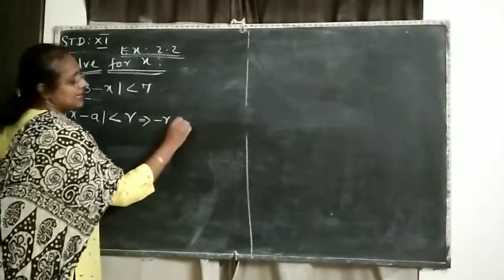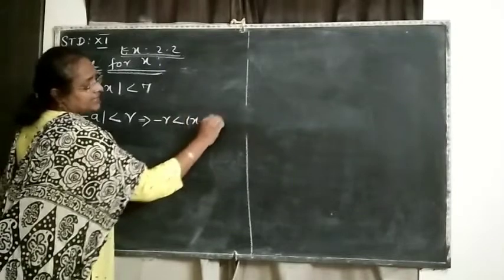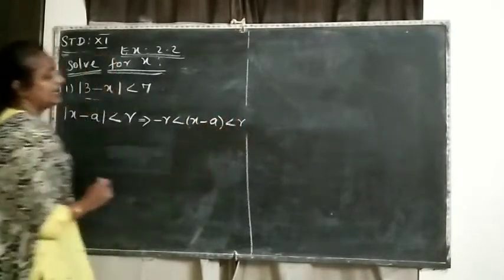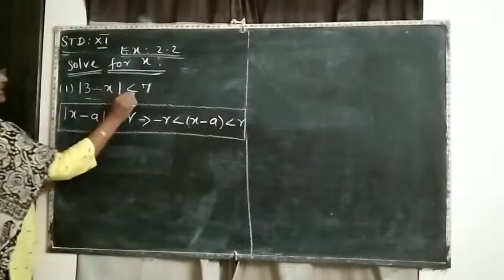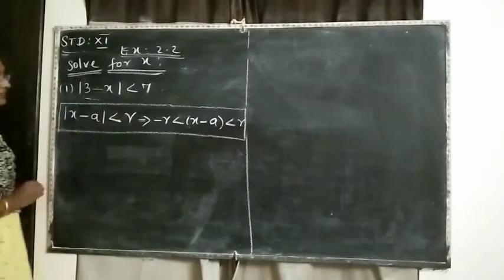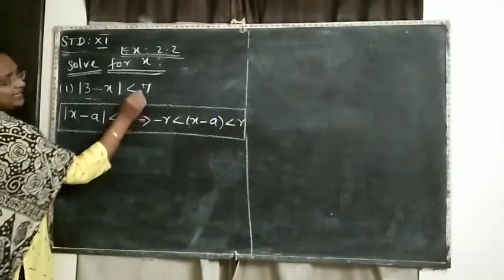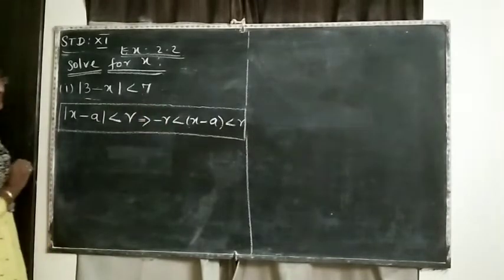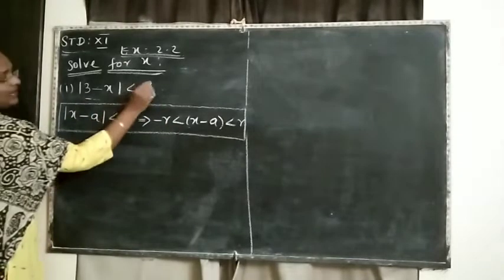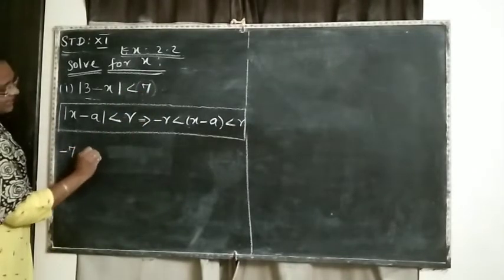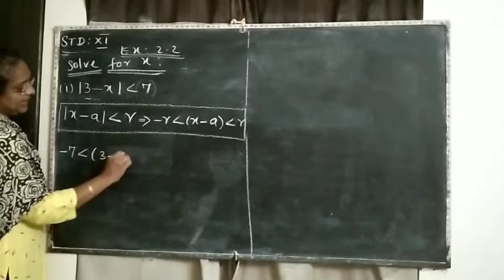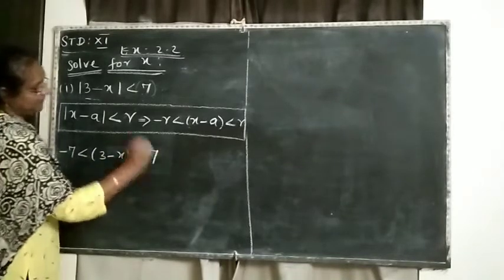So minus r less than x minus a less than plus r, isn't it? This is a very important property. On seeing the inequality sign we can apply it. Now we can rewrite the given question as per the property. What is the value of r? 7. So, minus 7 less than 3 minus x, strictly less than plus 7.